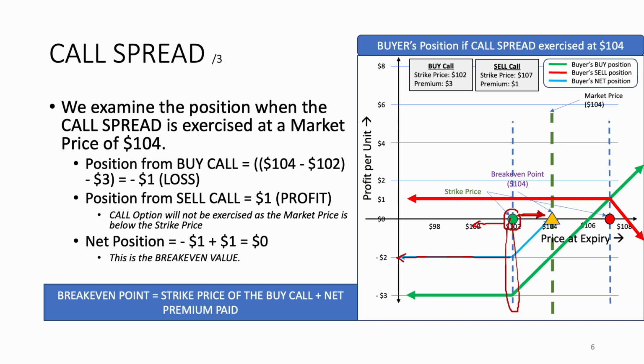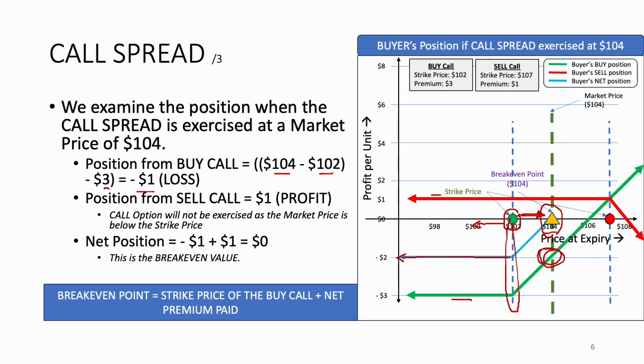Let us first take a point in this particular example where the market price is $104. So here we are at $104. So even if the market price is $104, let's see what happens. So we have two positions. One is the buy call, which is here, and one is the sell call which is here. So the position from the buy call is that the market price is at this point, which is greater than the strike price of the buy call. So the trader will exercise the call option. When he exercises the call option, he makes a profit, that is $104, the market price, minus the strike price, minus the premium he has paid, and he suffers a loss of $1. So at this position, he is suffering a loss of $1, which is here.